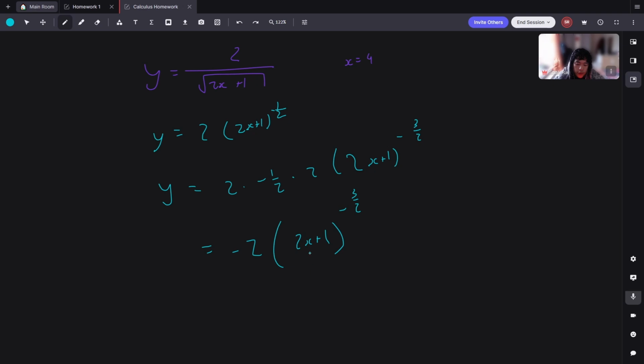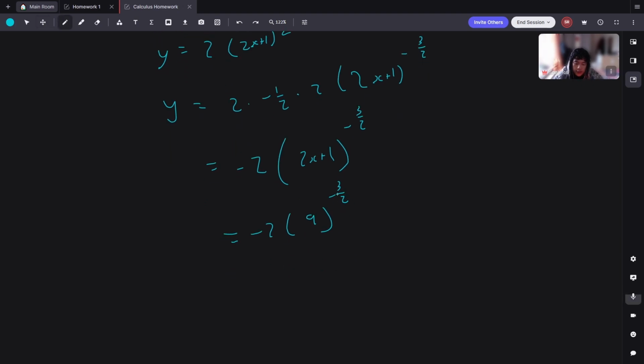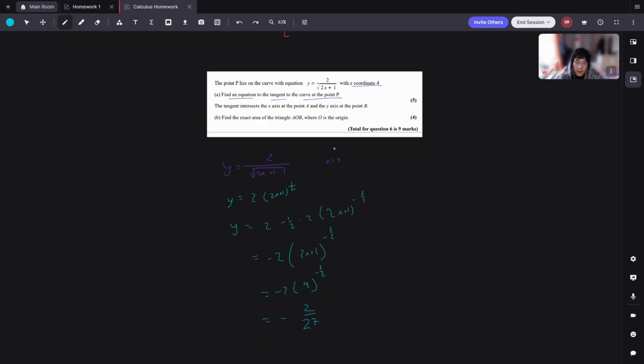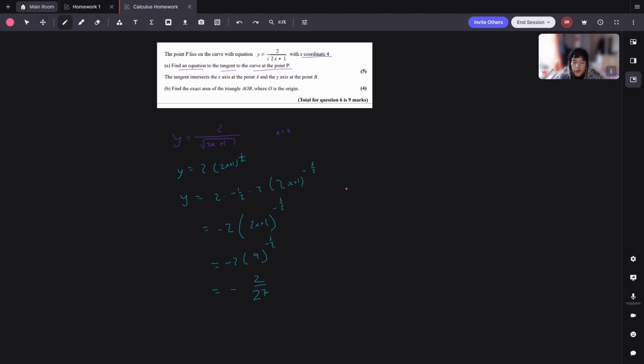And x equals 4 in that scenario, so this equals minus 2 times 9 to the power of minus 3 over 2. I like thinking about it as the square root of that is going to be 3, and then 3 to the power of 3 is 27, so this equals minus 2 over 27. So that's the gradient at x equals 4. So we need to find the tangent. Again, we just need to find the y value. So first of all, y equals mx plus c. So the tangent is going to be y equals minus 2 over 27x plus c.